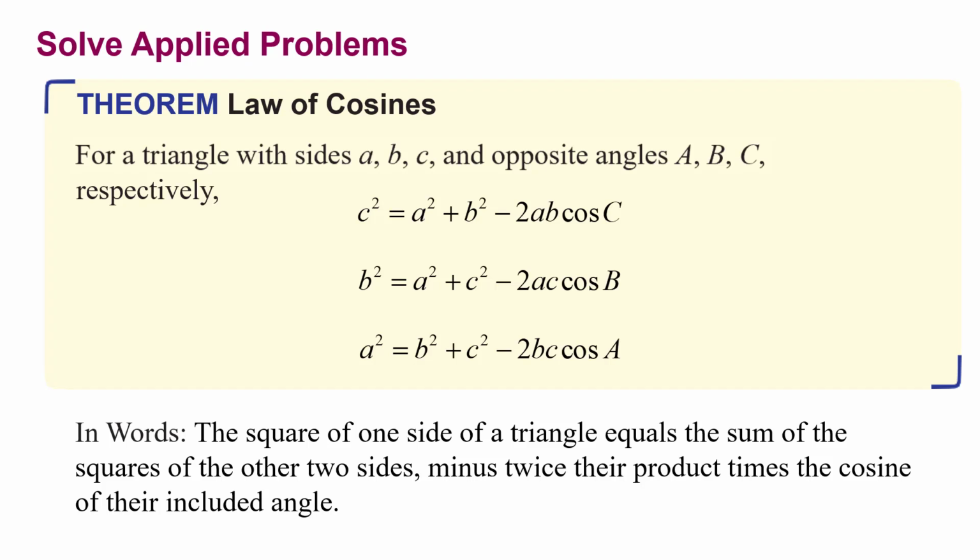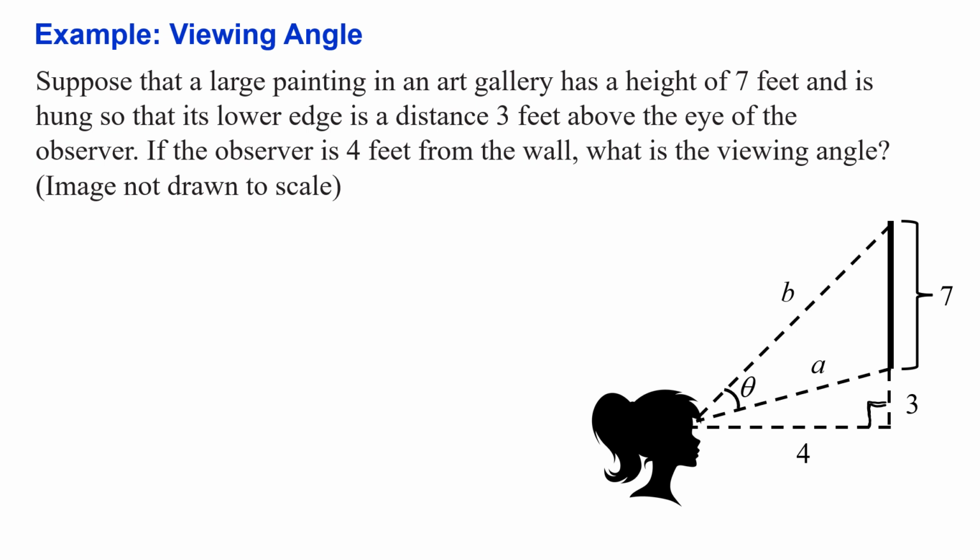In this video, we're going to consider an example that involves an application of the law of cosines. As a quick reminder in words, the law of cosines says that the square of one side of a triangle equals the sum of the squares of the other two sides minus twice their product times cosine of their included angle. Now let's consider an example of finding a viewing angle.